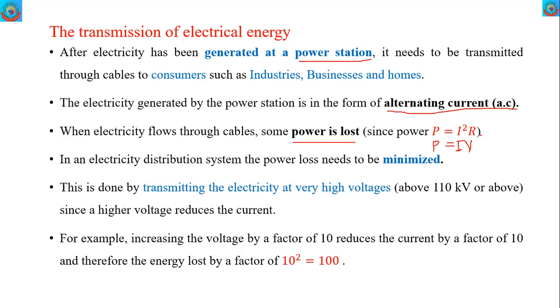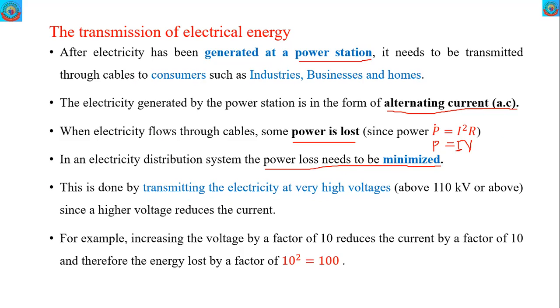So in an electricity distribution system, the power loss needs to be minimized. ሁሉም የፓወር ሎስን መቀነስ መቻል አለበት። ትልቁ ዓላማችን ፓወር ዌስቴጅ እንዳይኖር ሎስን ሚኒማይዝ ማድረግ ነው። ሎስን ሙሉ በሙሉ መከላከል አይቻልም፣ ግን ሚኒማይዝ ማድረግ ይቻላል። This is done by transmitting the electricity at high voltage like 110 kV or above, since a higher voltage reduces the current.